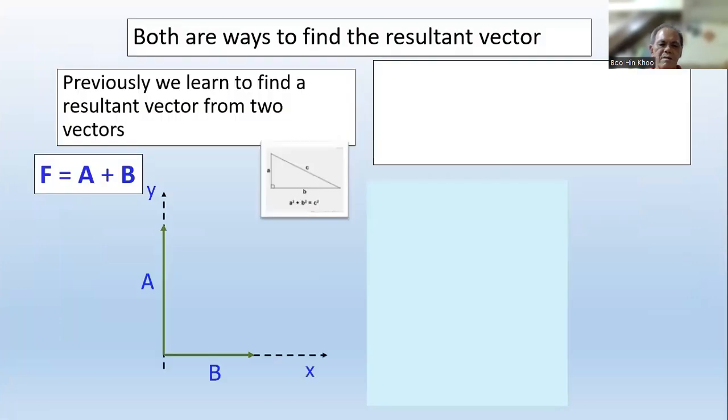Let's go to components of a vector. Previously, when you wanted to find the resultant of two vectors or more than two vectors, you could use the same idea. Component is another way of finding the resultant vector. Both are ways to find the resultant vector. Previously, we learned to find the resultant vector from two vectors, A and B. We draw, complete the rectangle or parallelogram, then find our F and find our angle.